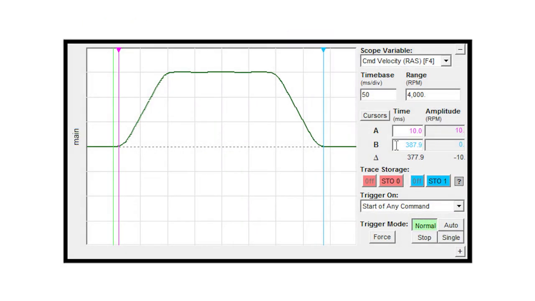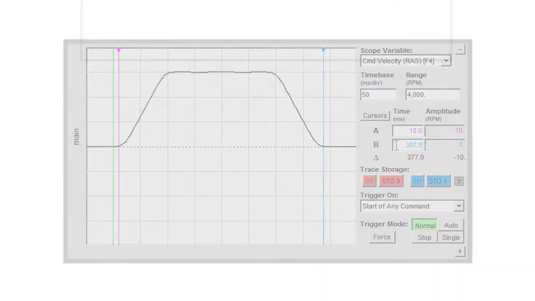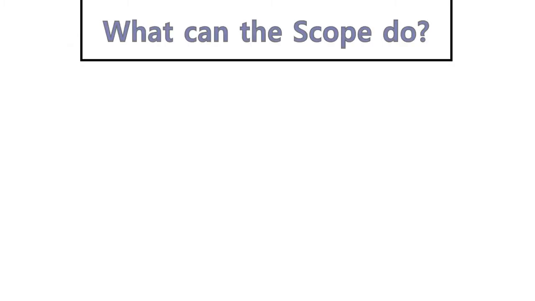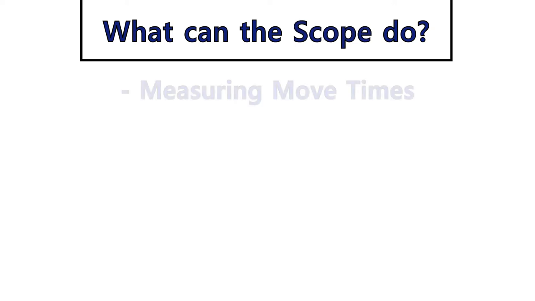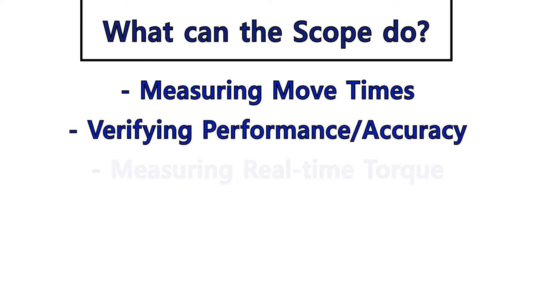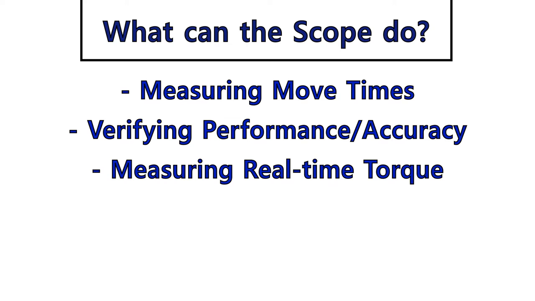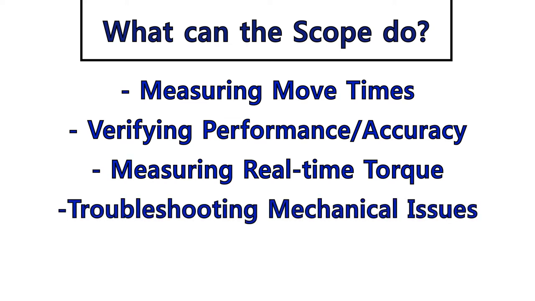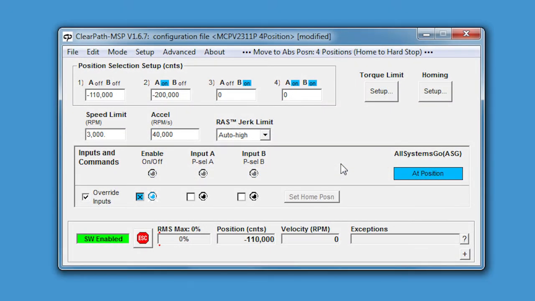Hello everyone. In this TekTips video, we're going to cover the basics of ClearPath's digital oscilloscope and how to use it for data collection. There are countless reasons you might want to use a digital oscilloscope, which is often referred to as a scope for short. Some uses include measuring move times, verifying performance and accuracy, measuring the real-time torque, troubleshooting mechanical issues, and more. So I've got the ClearPath's motor setup program open now.